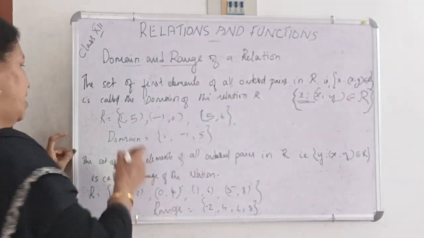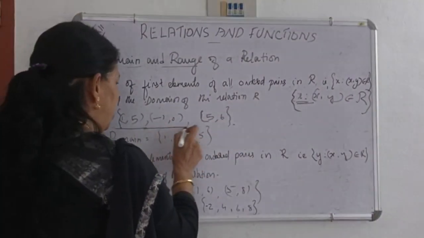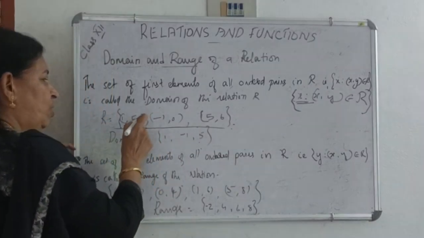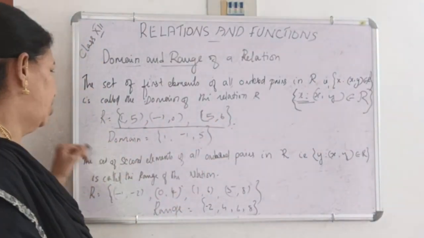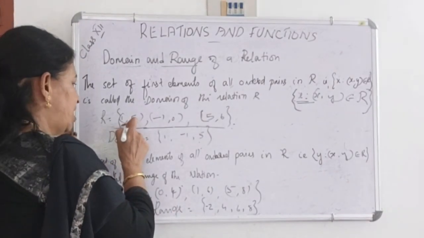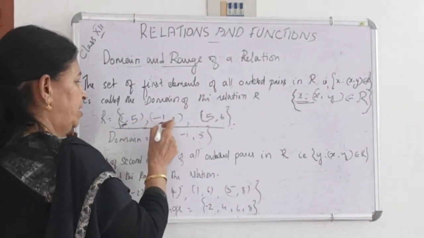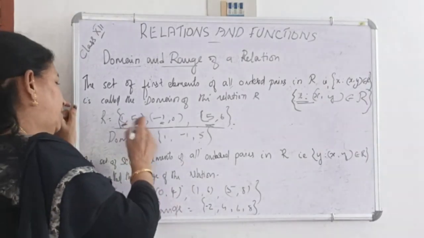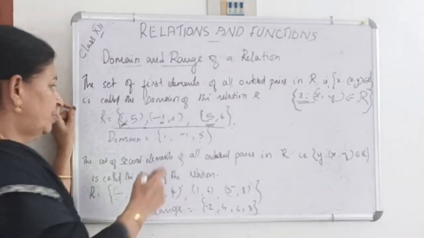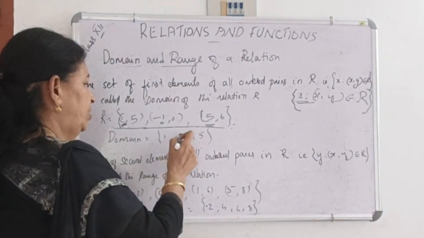Example, consider a relation R, a set of ordered pairs: (1, 5), (-1, 0), (5, 6). Then the domain is the set of first elements, that is 1, -1, 5, the x coordinates. First elements: 1, -1, 5.